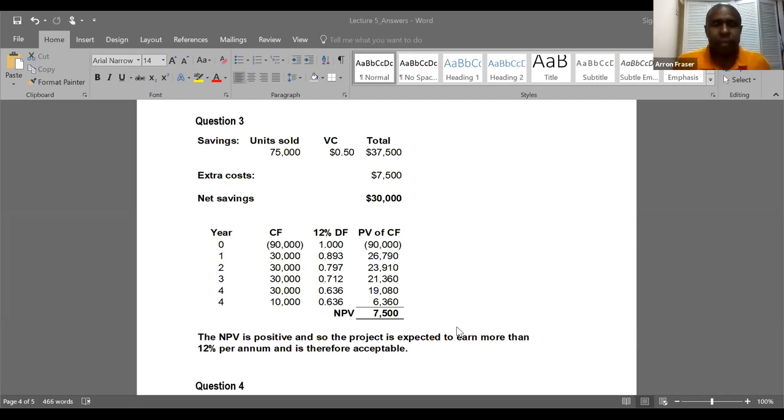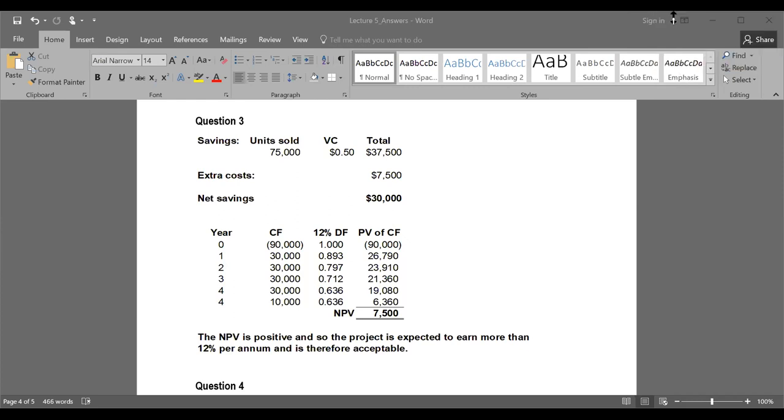So it would be beneficial now for the company to buy the new machine, because you end up with an NPV of 7,500 when you have a required rate of return of 12%. Any questions on question three or clarifications?